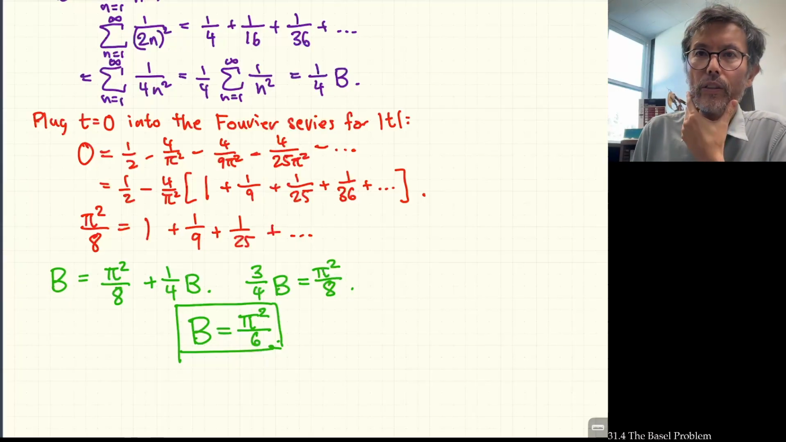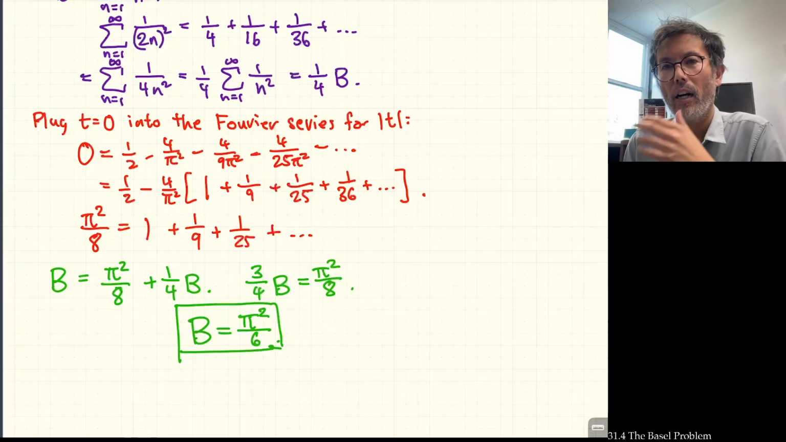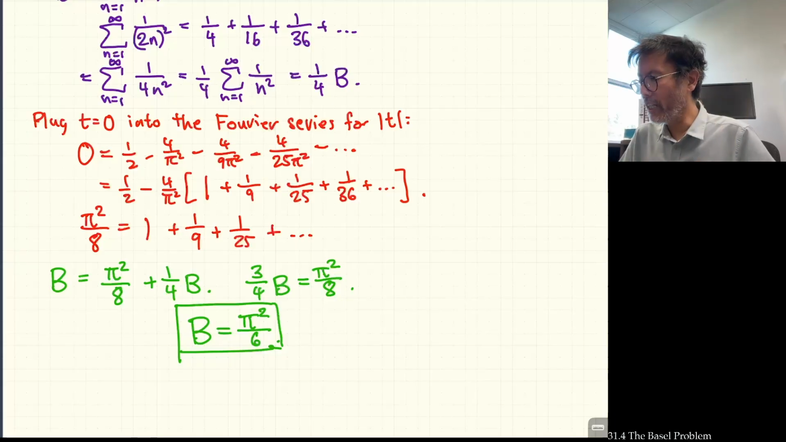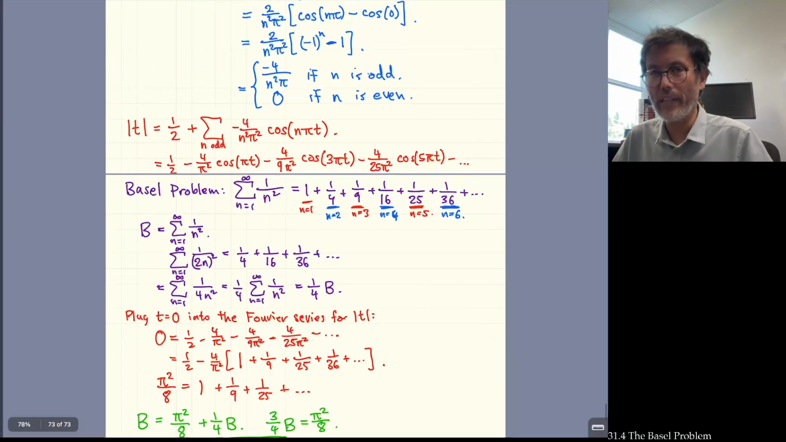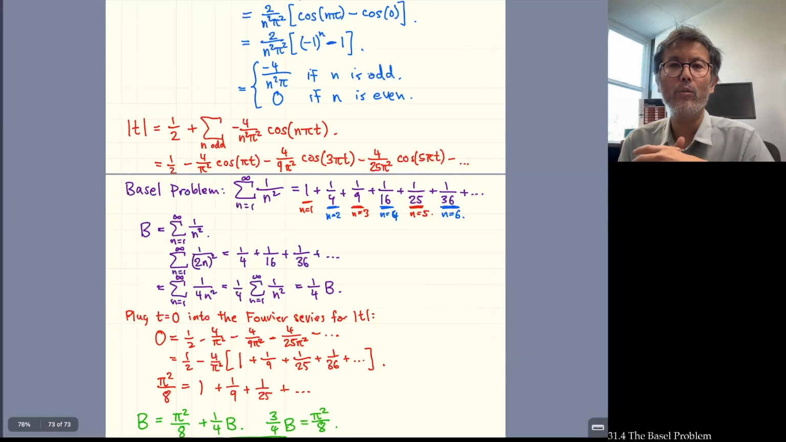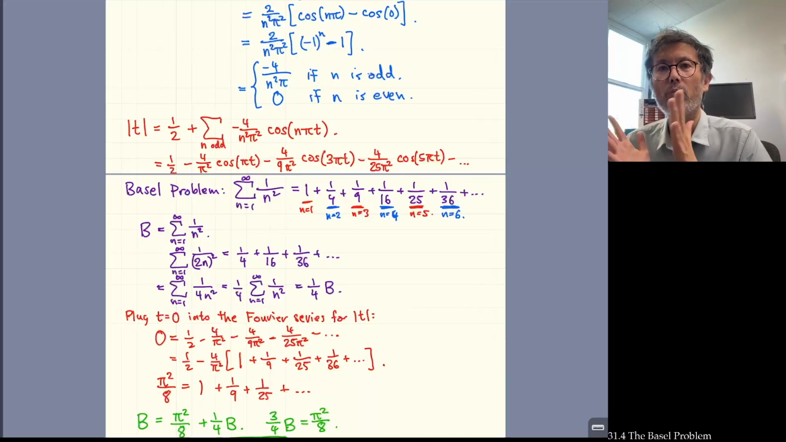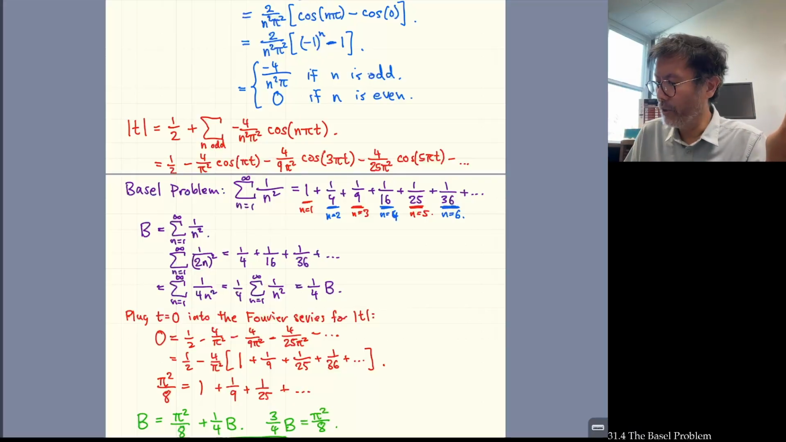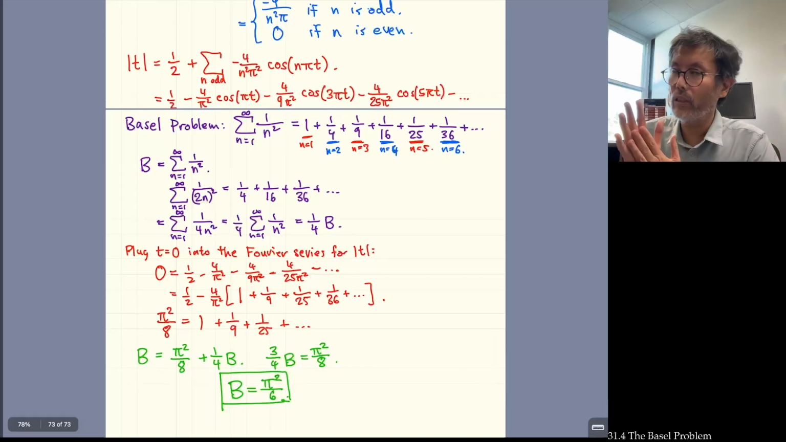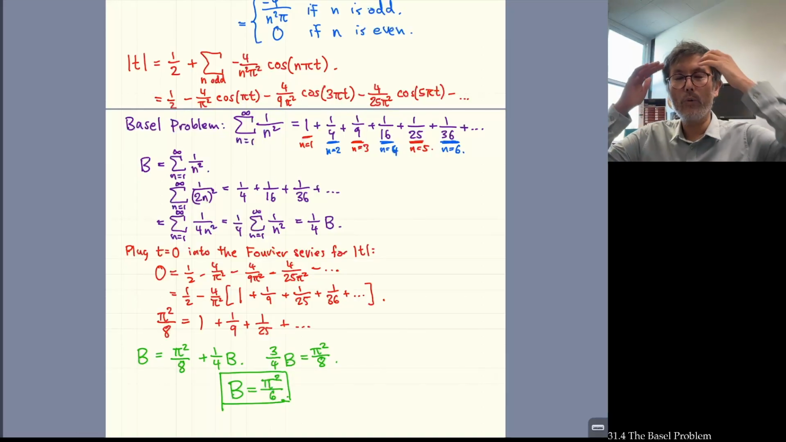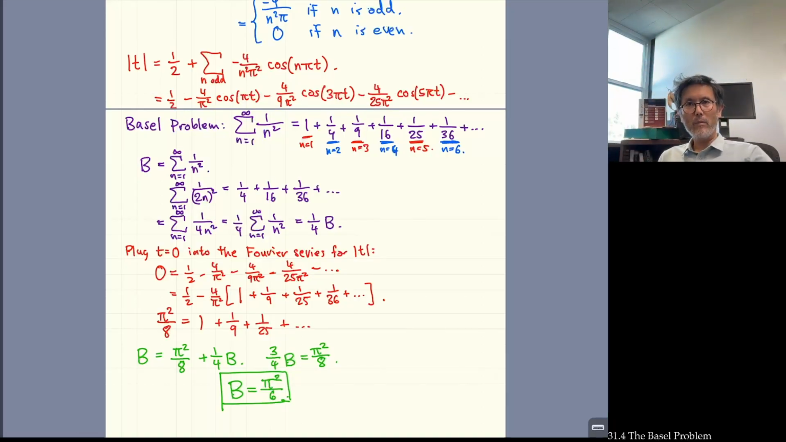Now, I don't think Euler solved it this way, but we got lucky because the Fourier series for the absolute value of t just so happened to involve the reciprocals of the squares of the odd integers. And with this little trick involving the reciprocals of the even integers, we were able to kill the Basel problem. Good job to us. We can pat ourselves on the back, feel good about ourselves.